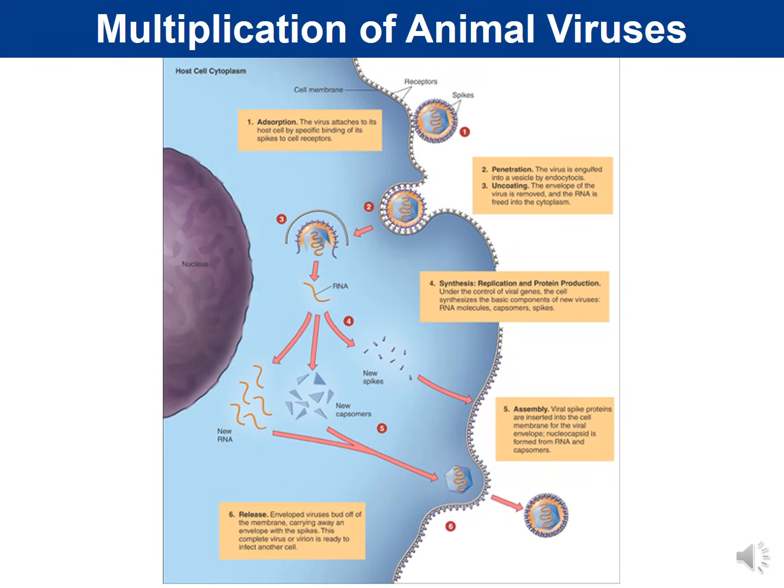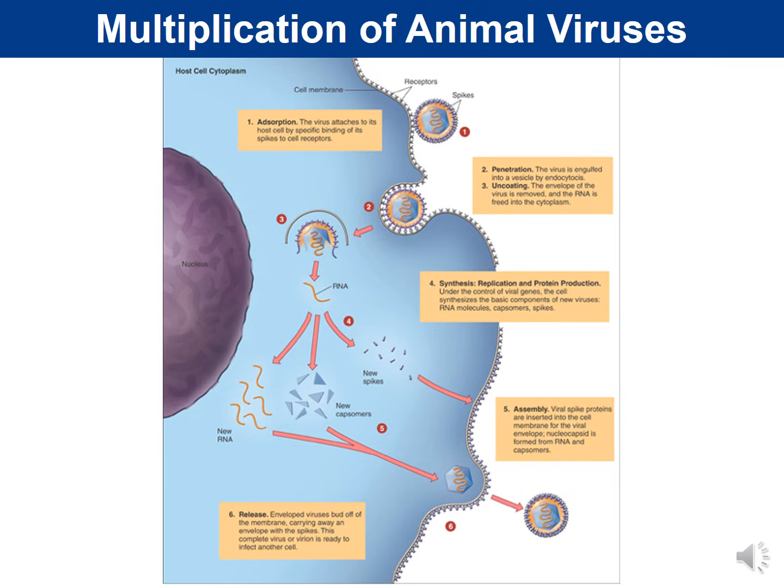And so when we're looking at the multiplication of an animal virus, you can see these steps now in pictures. So again, first we have adsorption. The virus particle is going to attach to receptors on a particular host cell. Then we have penetration. Now the virus is penetrating, it's getting taken into the cell. In this case, it's using what's called receptor-mediated endocytosis. And so now the virus is getting taken into the cell.